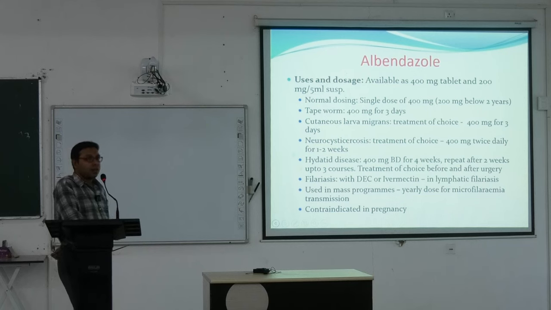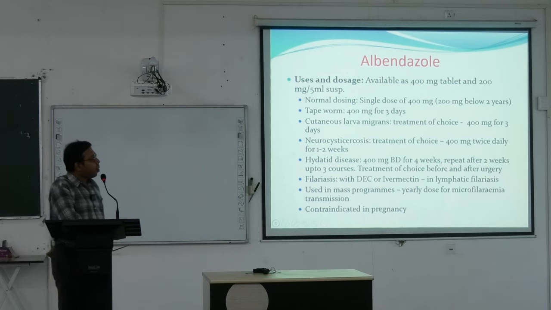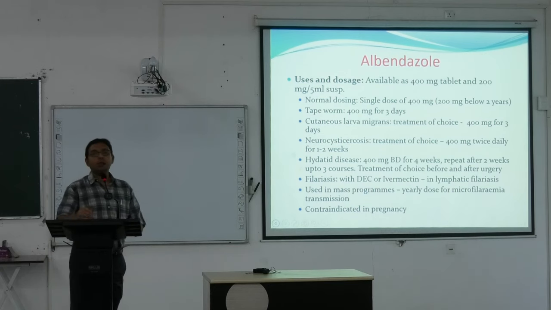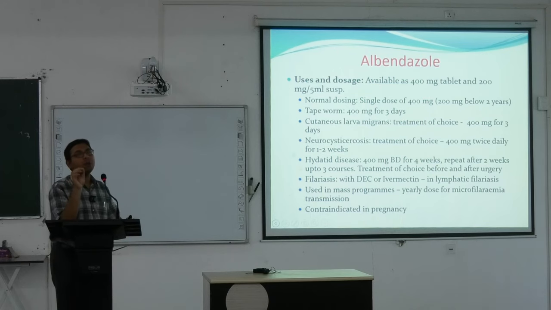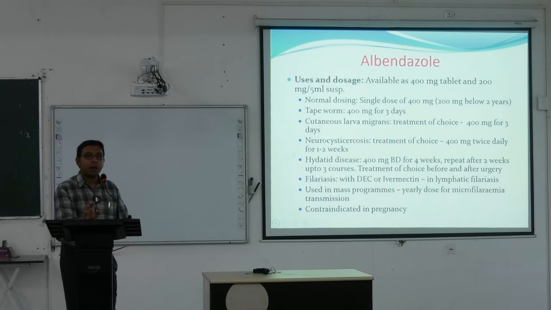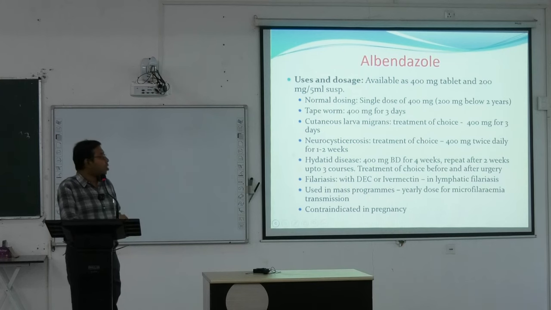Again for hydatid disease, a hydatid cyst can develop within the liver, within the lung, and it can develop within the brain also. Here it is given for 4 weeks, 400 milligram twice daily for 4 weeks. It is the treatment of choice before and after surgery. In most cases, the hydatid cyst is removed by surgery. But during surgery, if the cyst is spilled over, that can lead to widespread infection. That's why before surgery of the hydatid cyst, we have to give an anti-helminthic drug, most commonly albendazole, to kill the different types of worms, and then we do the surgery.